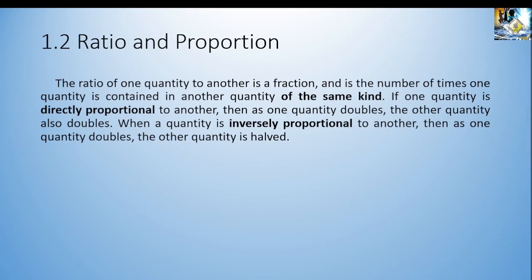The ratio of one quantity to another is a fraction and is the number of times one quantity is contained in another quantity of the same kind. If one quantity is directly proportional to another, then as one quantity doubles, the other quantity also doubles. When a quantity is inversely proportional to another, then as one quantity doubles, the other is halved. So let's give an example.